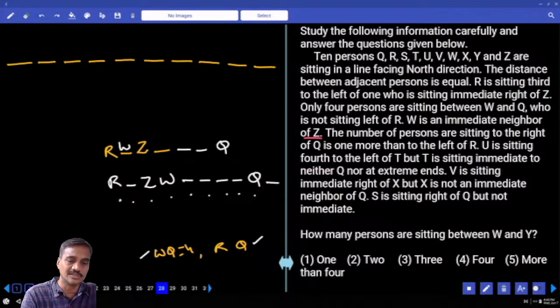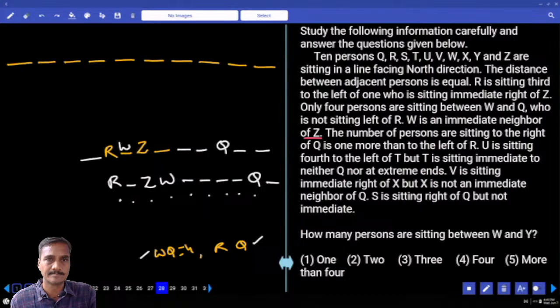Then in the second case, in the first case, 1, 2, 3, 4, 5, 6, 7, 7 persons were there, there are 3 more persons. Now 3 more persons here, then the number of persons to the right-hand side of whom? The number sitting to the right of Q is 1 more than to the left of R. Left of R there is 1 person, isn't it? Then there are 2 persons to the right-hand side of Q. Do you know? Now we have both the possibilities here.